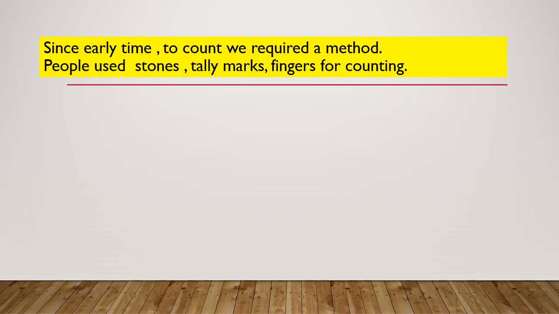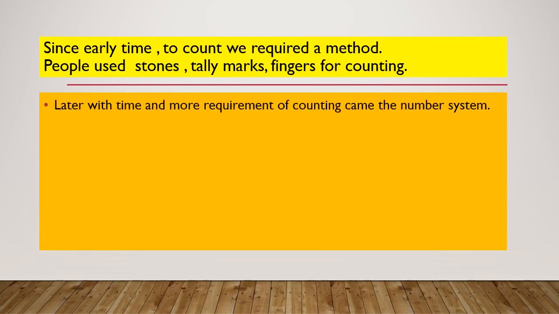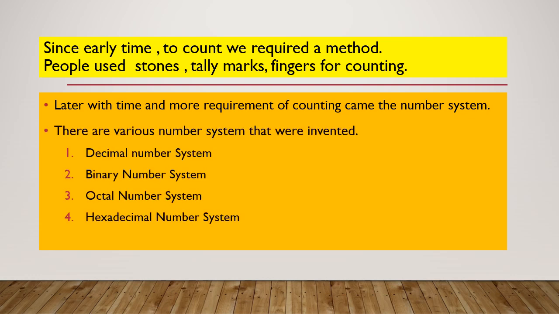In early times, to count, there were different methods. People used stones, tally marks, and fingers for counting. But as the need increased, different number systems came into existence. There were various number systems that were invented: the decimal number system, which we have been using, the binary number system, the octal number system, and the hexadecimal number system.